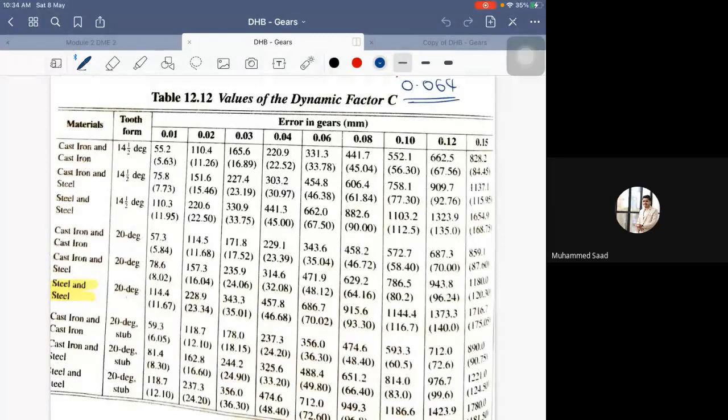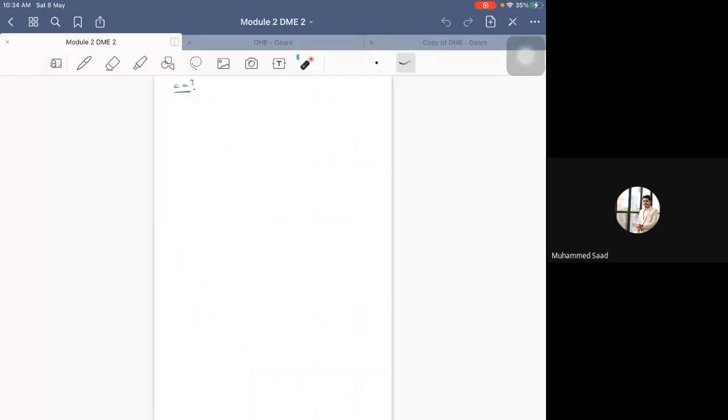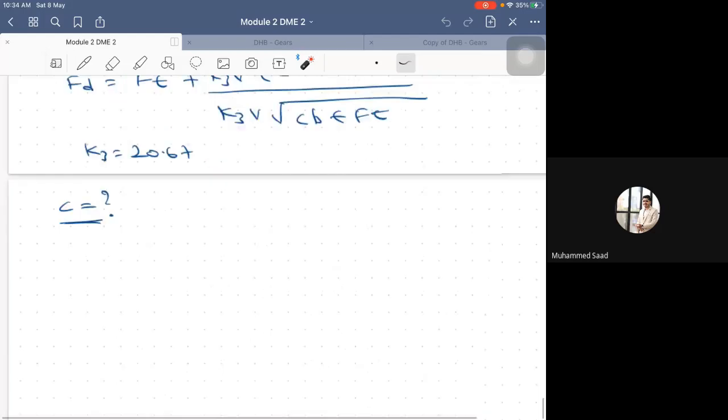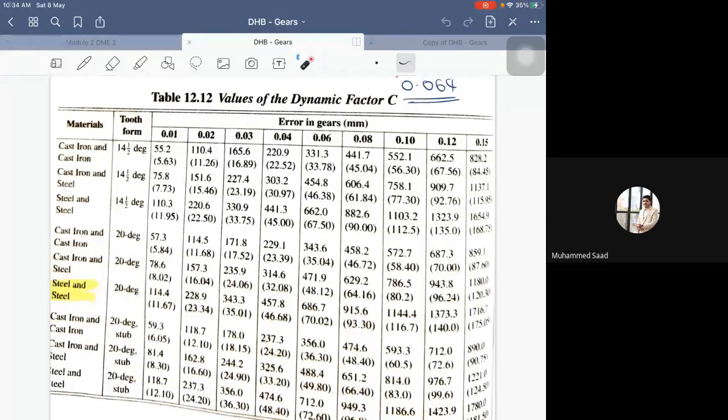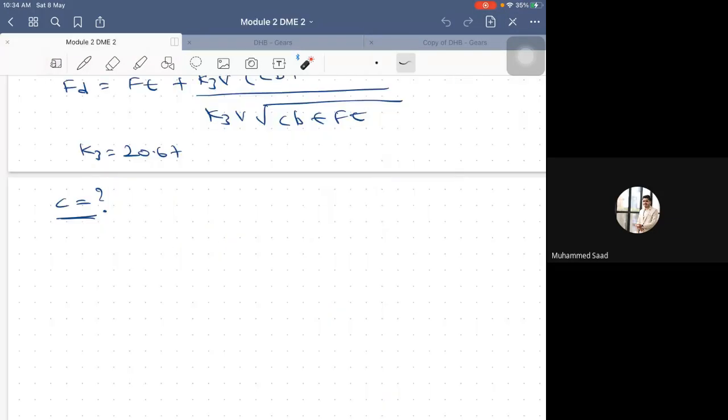Okay. Now, the value was 0.064. You have the value for 0.06 and you have the value for 0.08, but I need the value for 0.064. So how to do it? We'll take up that particular method once again. Just note down the values for errors. For 0.06 it is 686.7.